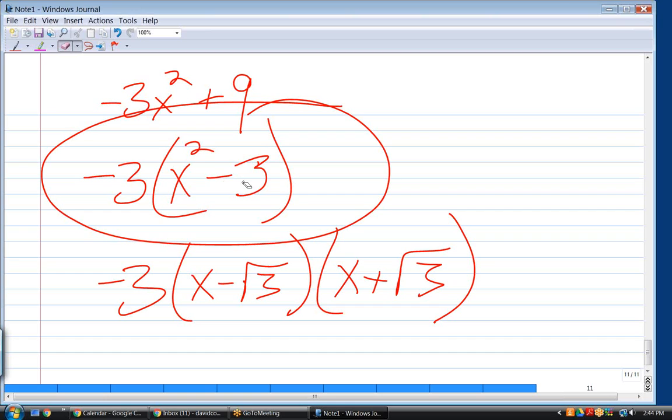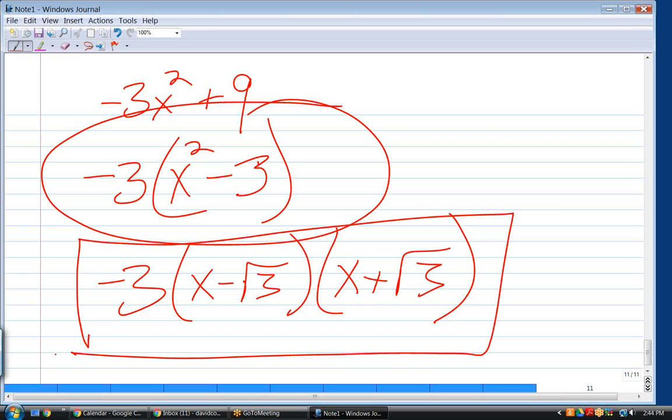So this may be the answer that you're looking for, or if they haven't yet worked into difference of squares, this might be the answer. I think the second one's probably what he's looking for. Yeah.